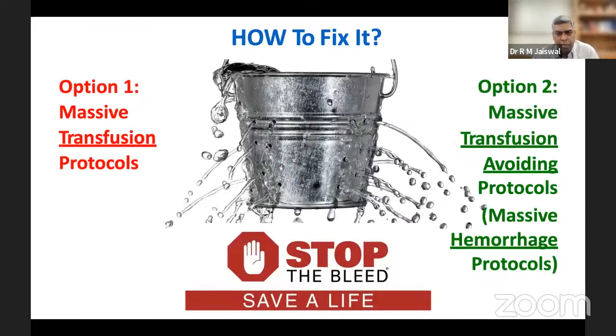Now I am talking for a few slides about the massive transfusion protocol, how to fix it. Option 1 is the massive transfusion protocol, and option 2 is the massive transfusion avoiding protocol. Now we are using the massive transfusion avoiding protocol, but because it ultimately leads to a switch to the massive transfusion protocol, it is also known as the massive hemorrhage protocol, where we need to identify the culprit and act on that instead of giving a massive transfusion. Stop the bleed, save life is the dictum for MTP.